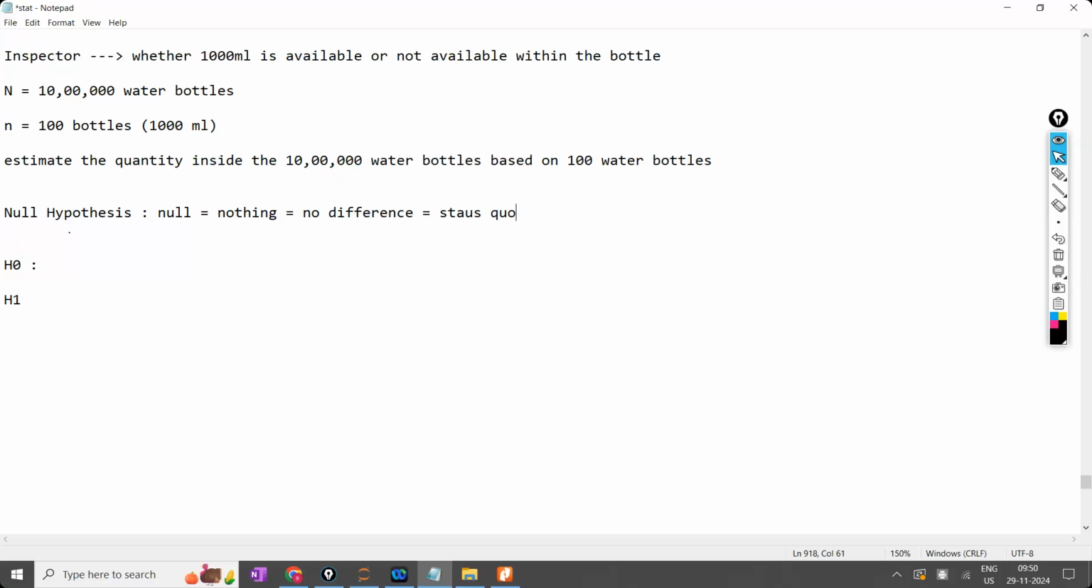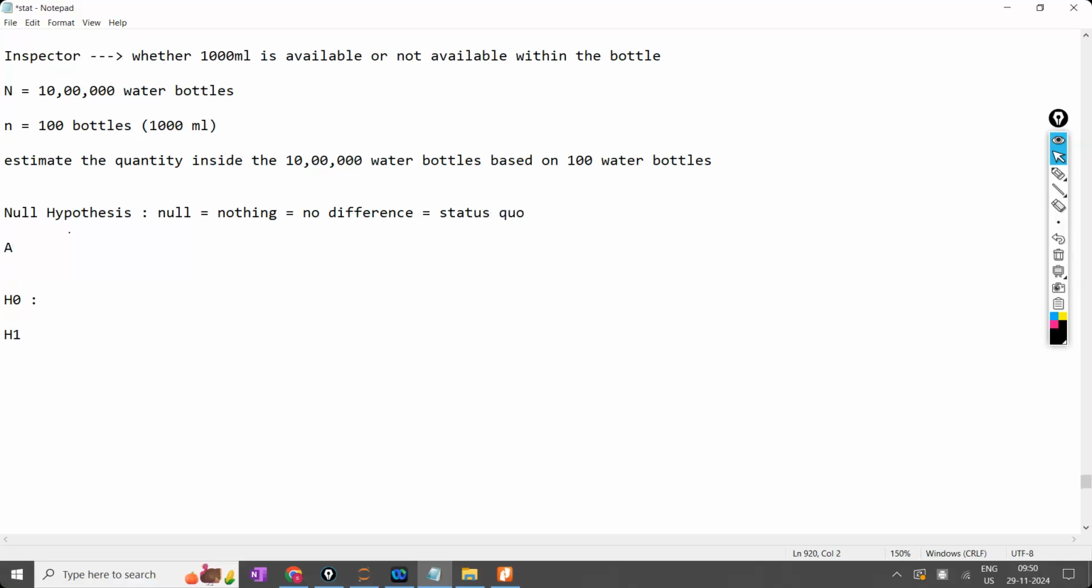So the null hypothesis says that it is null. Nothing is there, no difference, or it is a status quo. What is the status quo you have? Now, how do we formulate the null and alternate hypothesis?